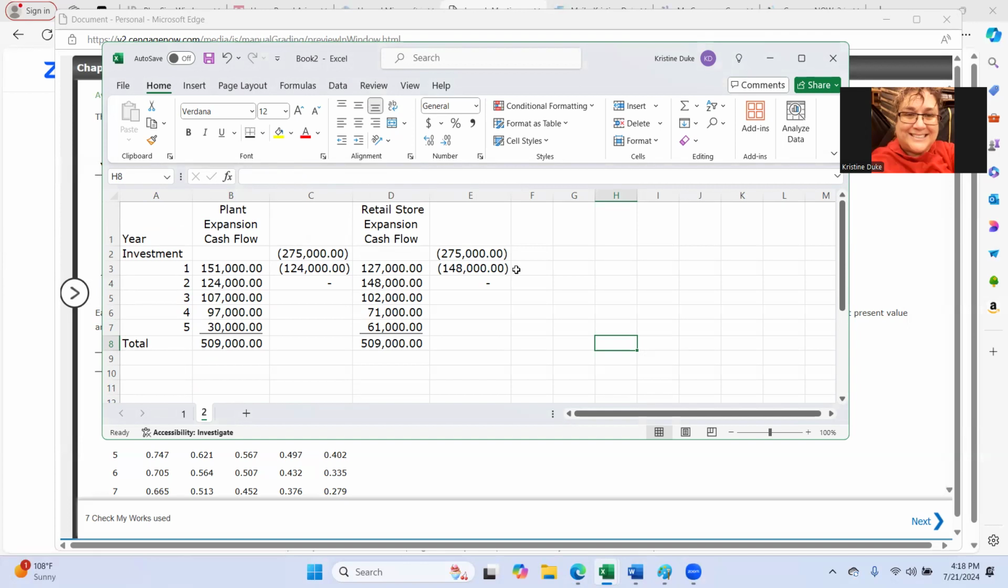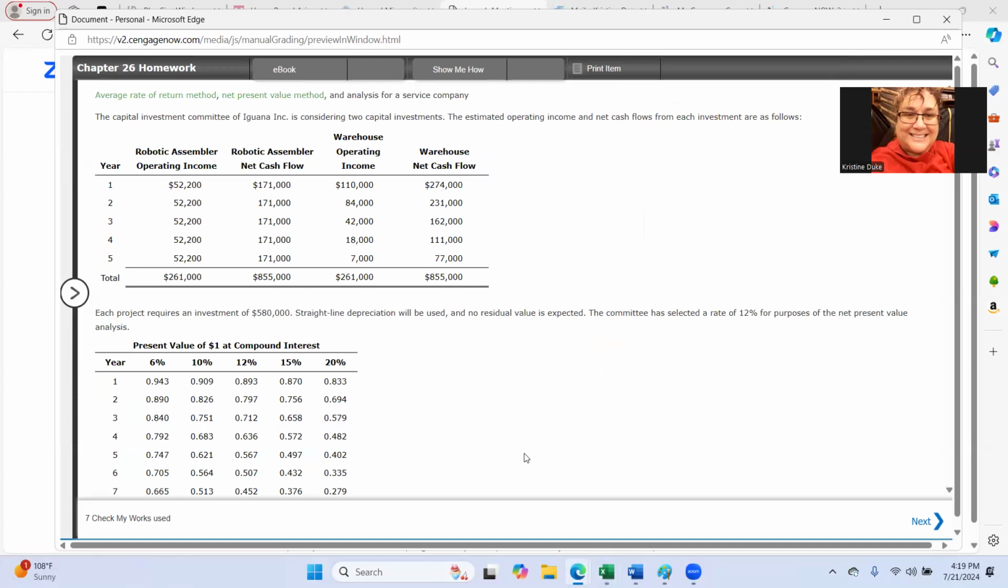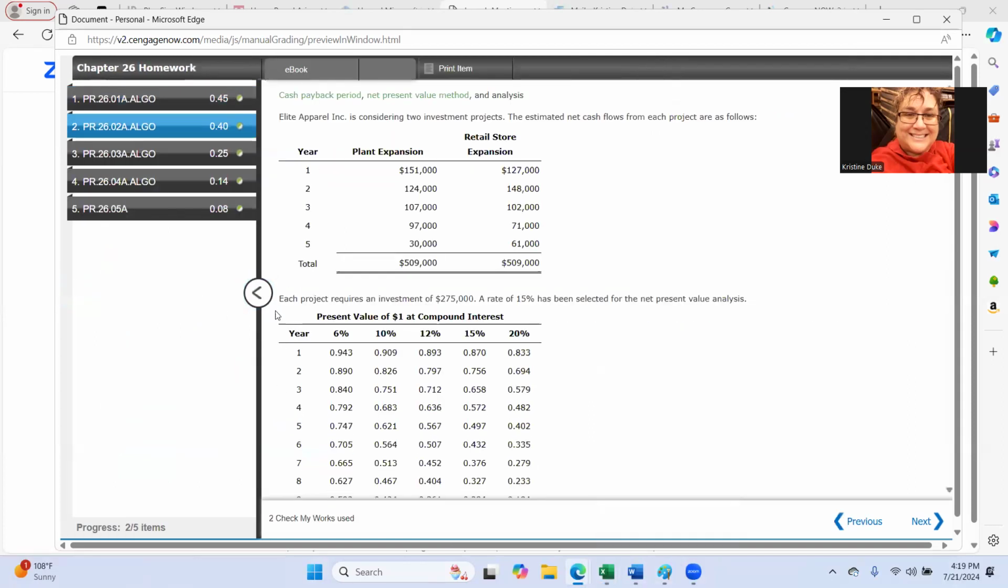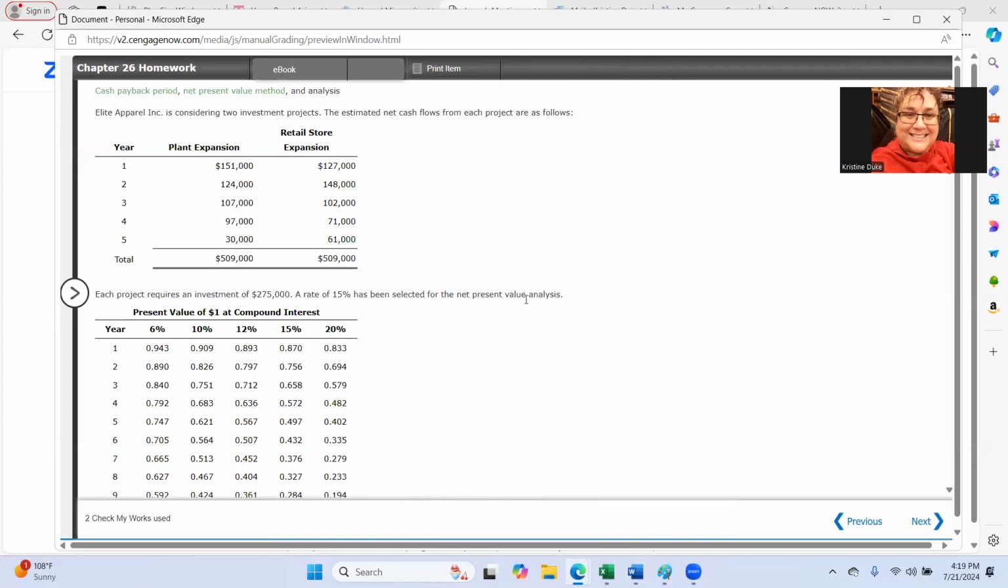And so here we go. So this is the cash flow. This is the one that says, what's the payback? So here is the plan expansion cash flow for that problem. Let me come back over here. Okay, let me go to 2. Okay. And so here's the information for the plan expansion of the retail store.